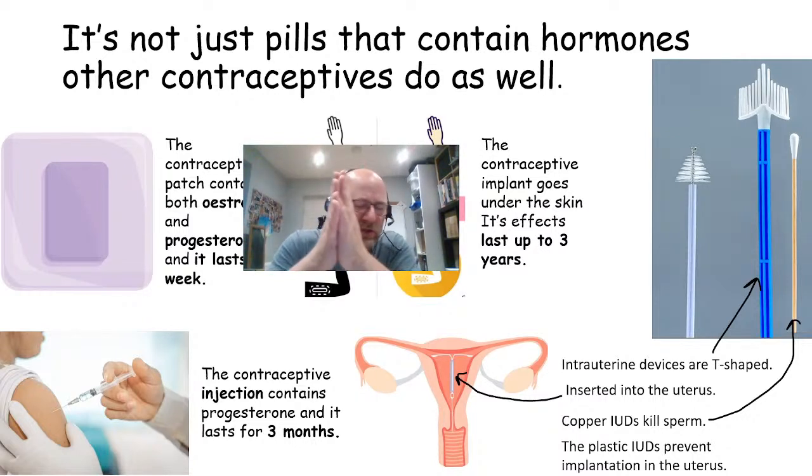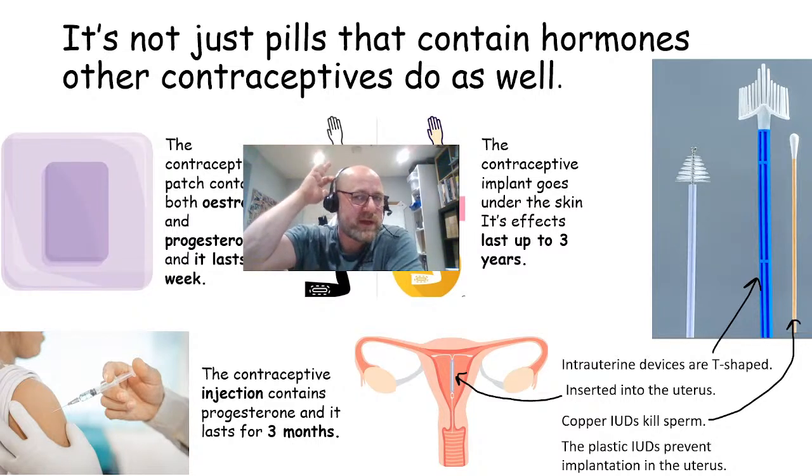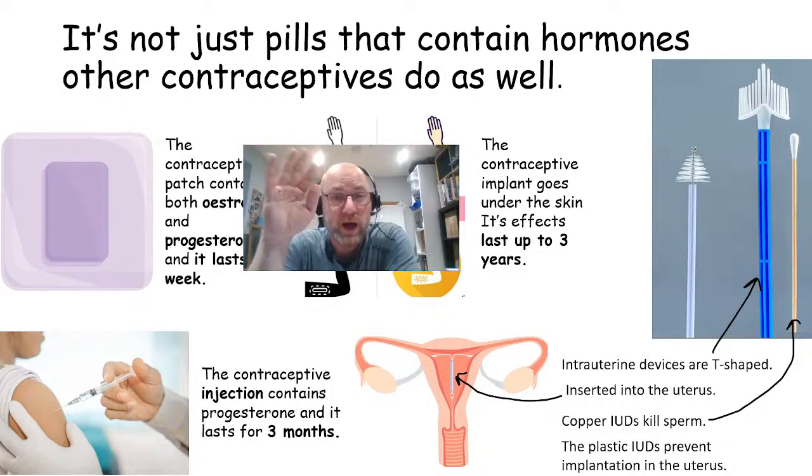You've got to take the pill every day, but not if you have a patch or an injection or you have an implant where they'll do a minor operation and push something under your skin into your fat that will release estrogen and progesterone for up to 3 years. So you'll be safe from getting pregnant for 3 years. Again, it's not 100% effective.